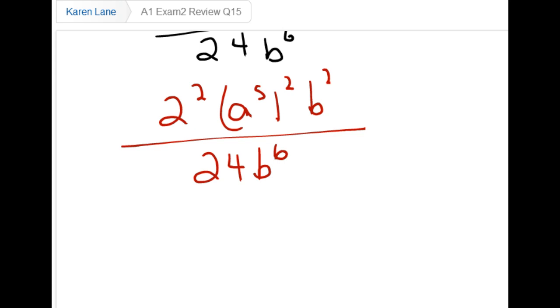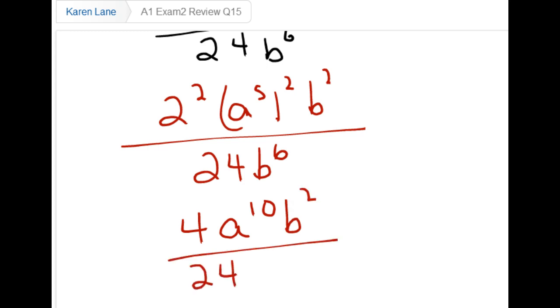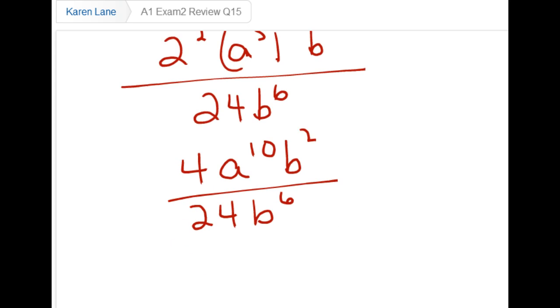So 2 squared is 2 times 2 is 4. A to the 5th squared is a to the 10th. And b squared. We still haven't done anything to the denominator, so it stays the same. Now, 4 over 24 is just like a regular fraction. So 4 goes into 4 one time, 4 goes into 24 6 times. Okay, a to the 10th, we don't have any other powers.